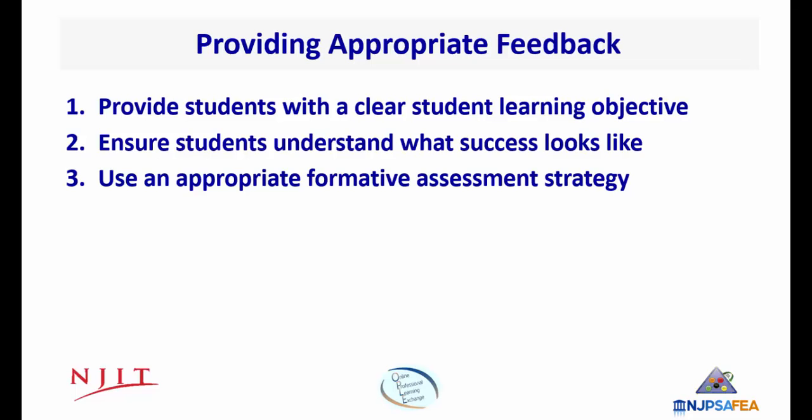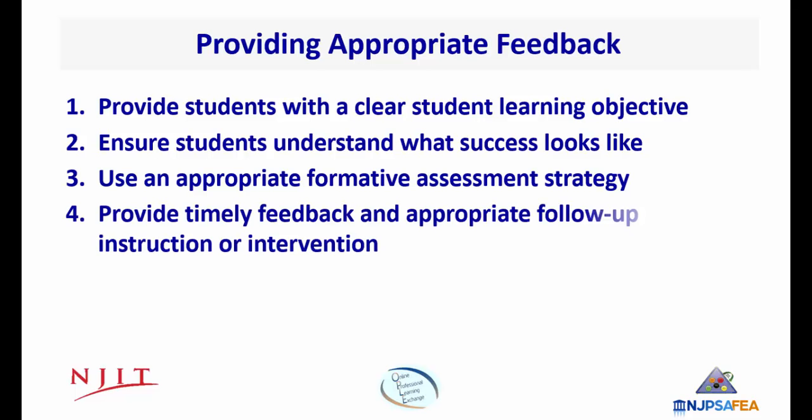The assessment must be aligned to the goal. If the goal is to apply a reading strategy, then the assessment must require students to apply that strategy. If the goal is for students to understand a concept in math, then the teacher should require an open-ended response that demonstrates that understanding. 4. Provide timely feedback and appropriate follow-up instruction or intervention.